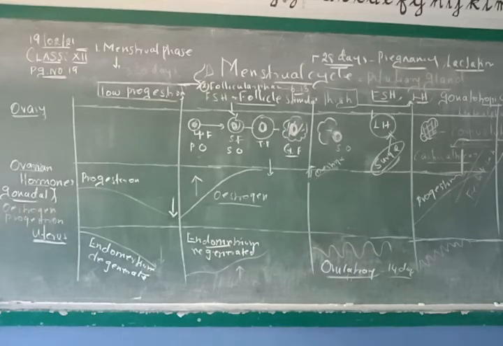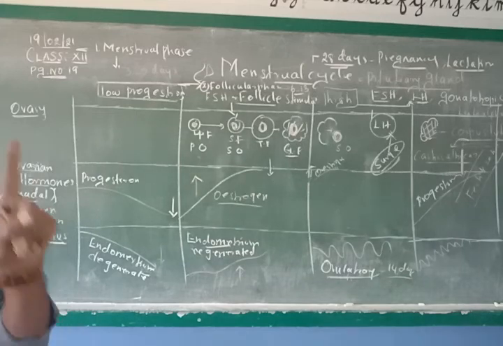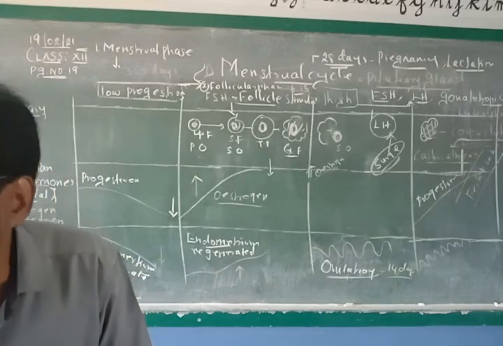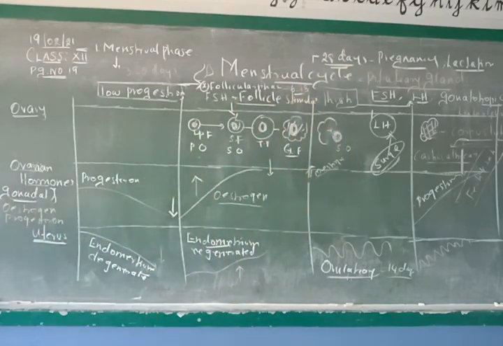The menstrual cycle does not take place in these situations. These are the stages. When? At the time of pregnancy, at the time of lactation, at the time of stress, at the time of hormonal disorder, and the last one is at the time of anemia. Okay, no menstrual cycle. Clear?